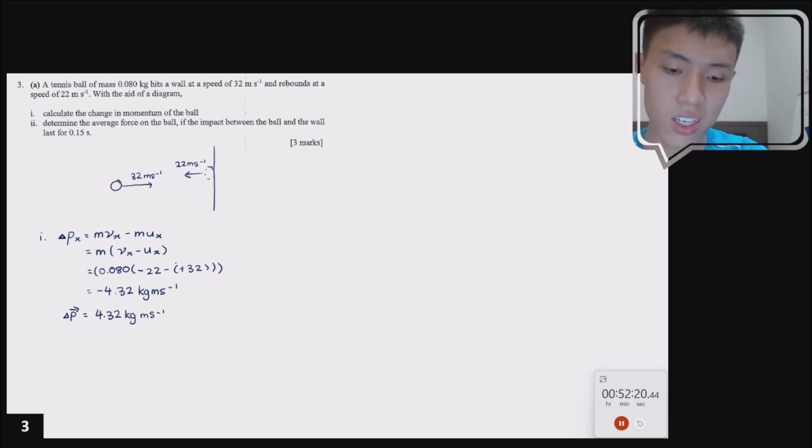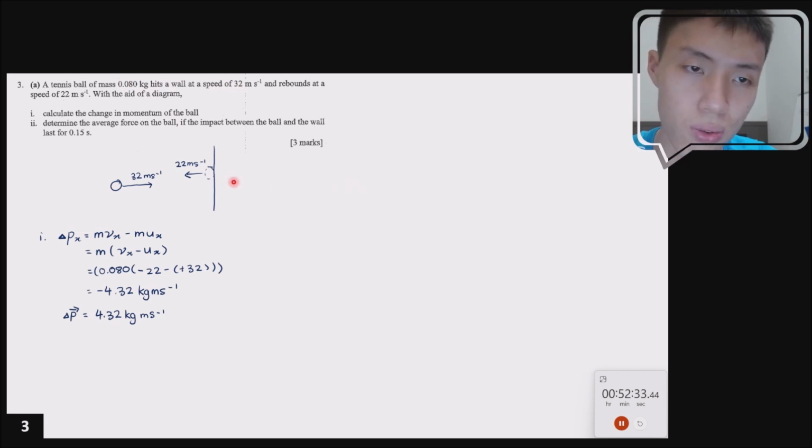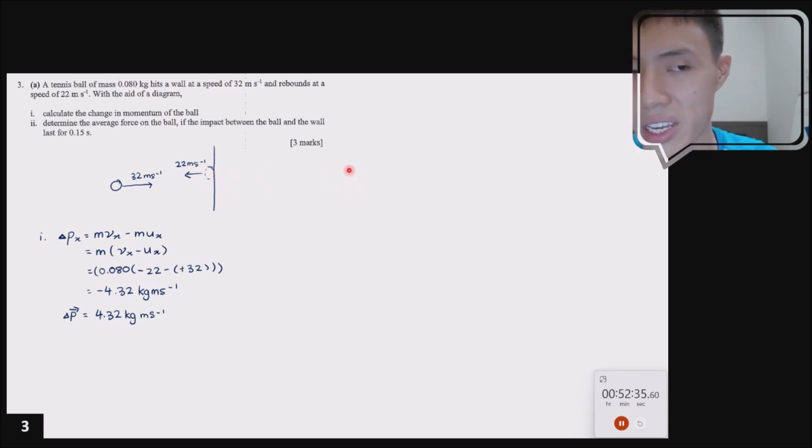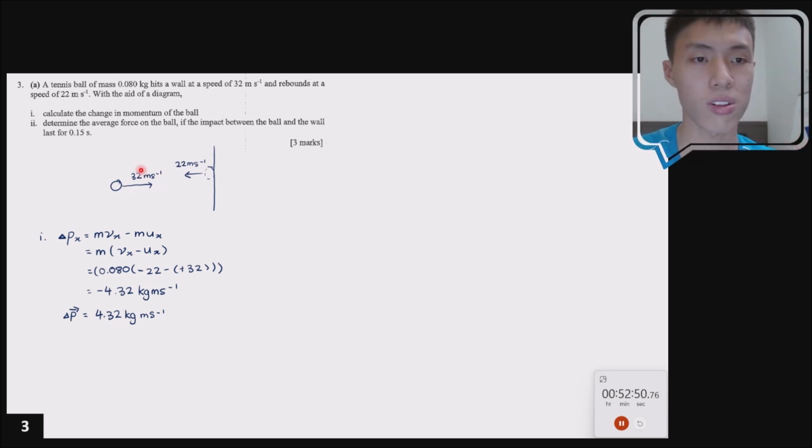The direction is negative. It doesn't mean it's pointing to the left because I'm drawing this version here, but they didn't say the tennis ball is moving to the left or to the right. This is my imagination. It can be the ball moving from right to left, rebounding towards the right. So there are many versions of it, but I know that the change in momentum is in the negative direction. And negative direction is opposite the direction of initial velocity.